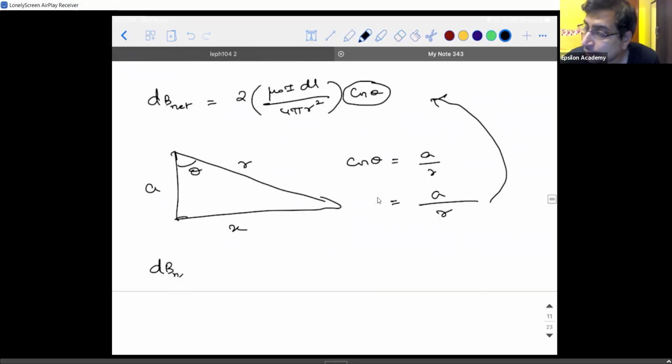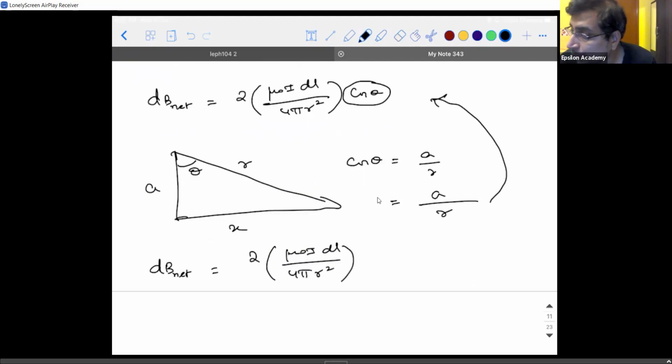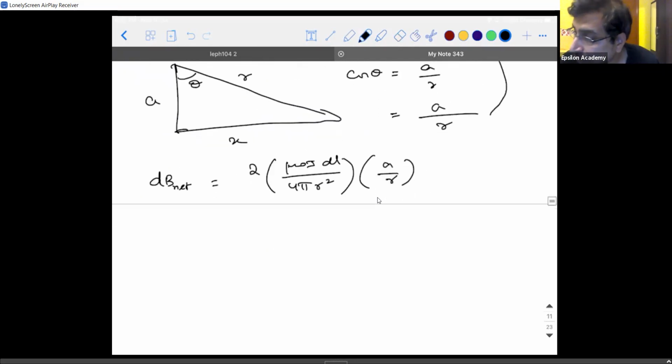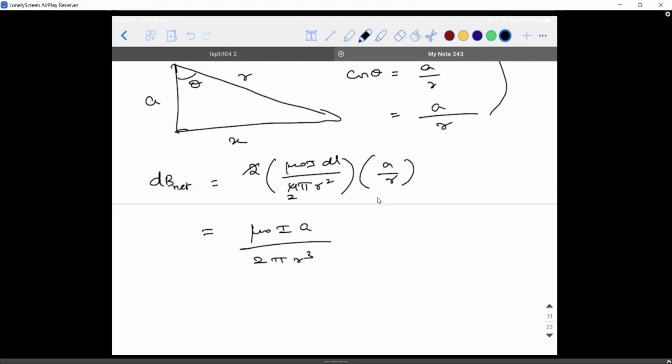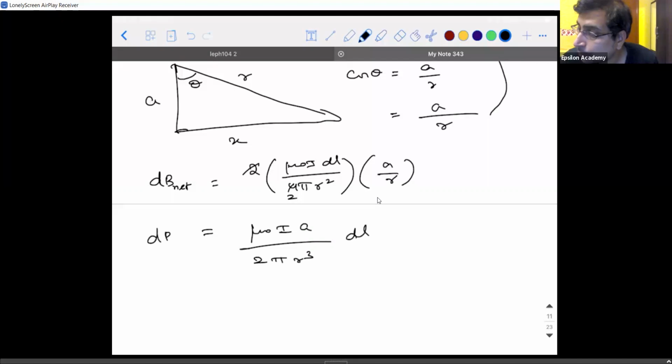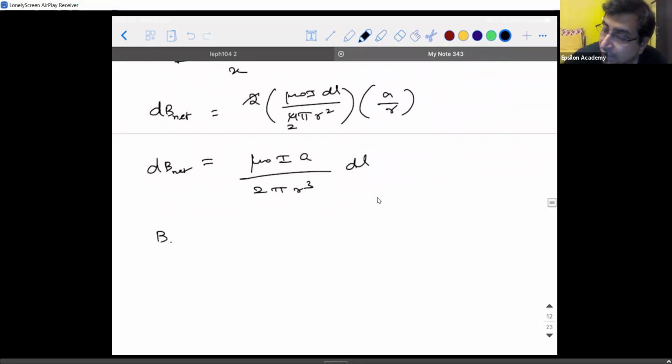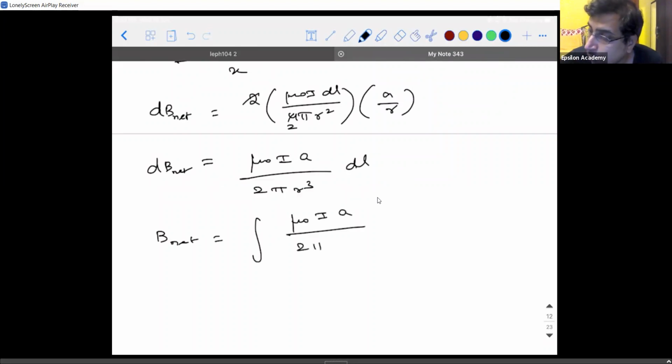Then what is going to be the value of dB net? It is 2 into mu naught I dl divided by 4 pi r square into cos theta, which is going to be A divided by R. So 2 and 4 will get cancelled. So what are we going to get? Mu naught I A divided by 2 pi r cube, the whole multiplied with dl. Now if you observe, all the parameters are constant except dl. Right? So integrating on both the sides, I'll get B net is equal to integral of mu naught I A divided by 2 pi r cube into dl.